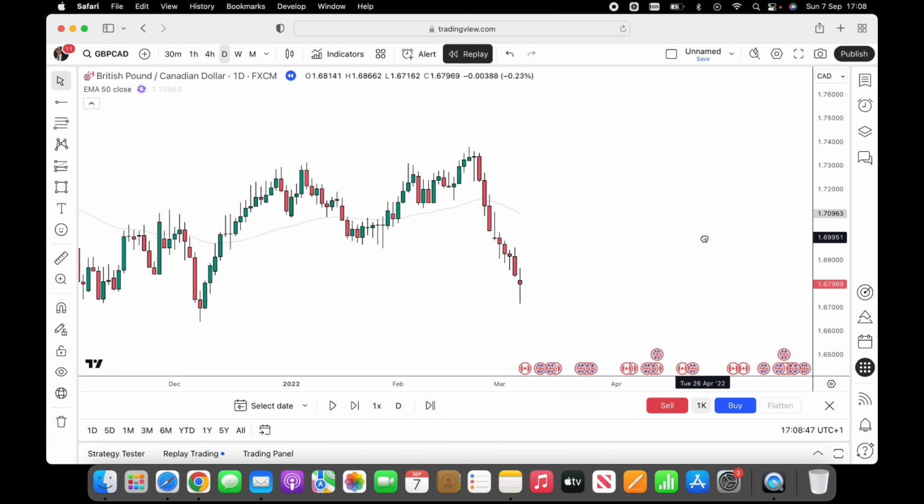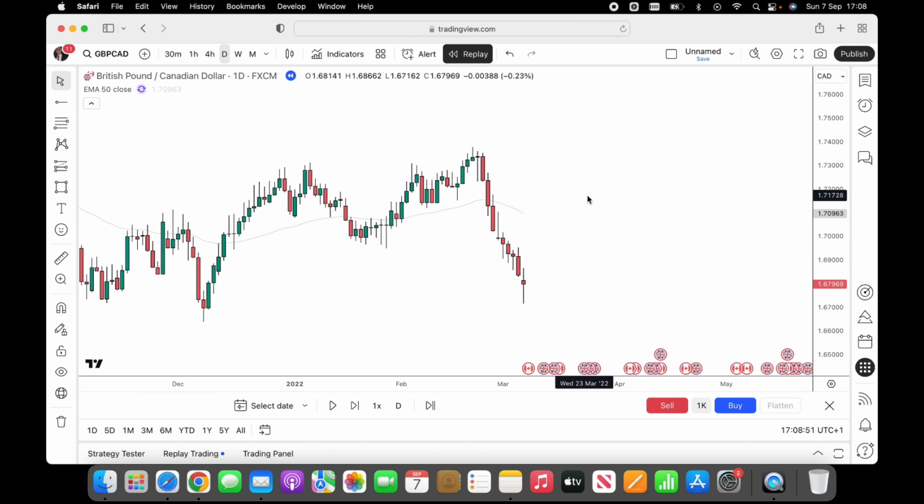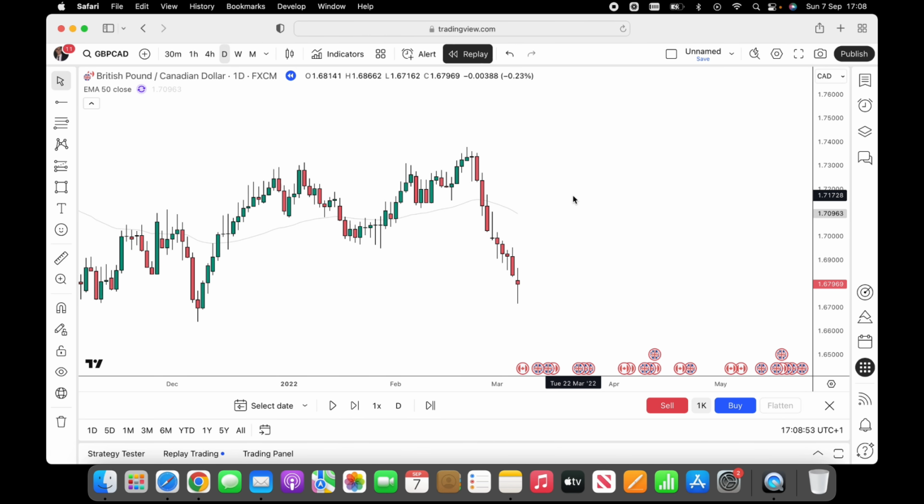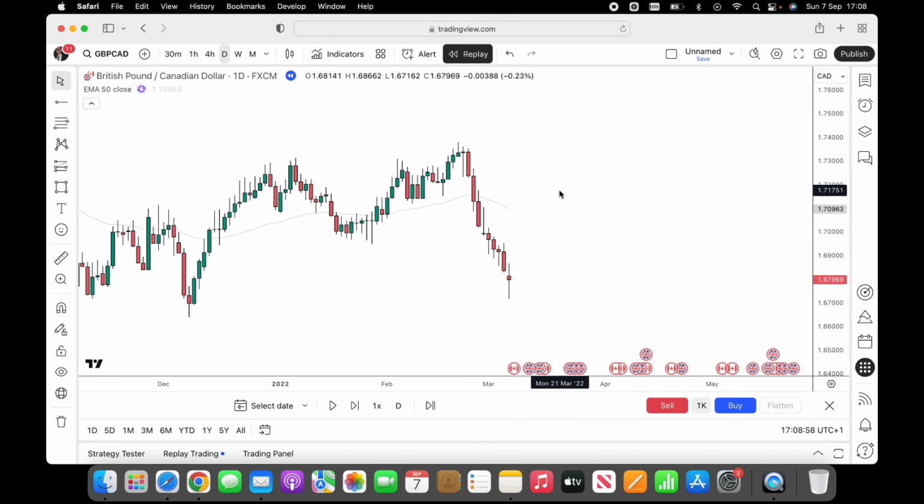Don't get me started on support and resistance. It's incredibly subjective, and I just don't. I am not a fan of it, put it that way. So this is basically what I'm getting at.